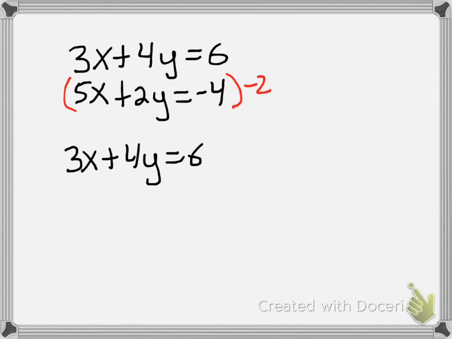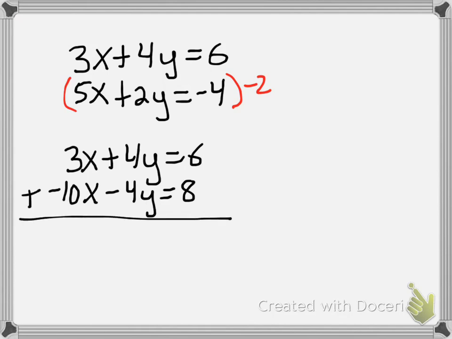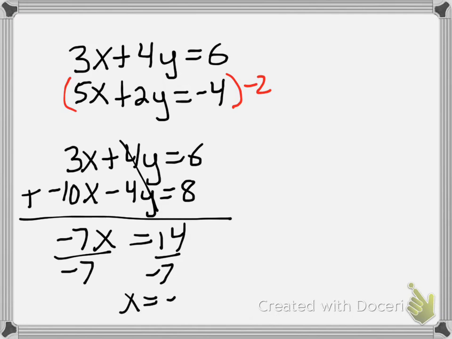My bottom equation, I have to multiply each part by -2. So that gives me a negative 10x, a negative 4y, and a positive 8. So go ahead and add them up. 3 minus 10 is negative 7. My y's cancel, and then 6 and 8 gives me 14. So if I divide by negative 7, I get x is equal to negative 2.